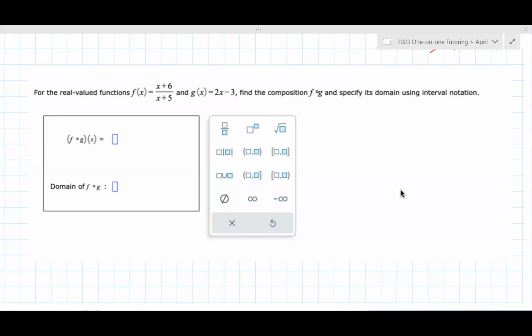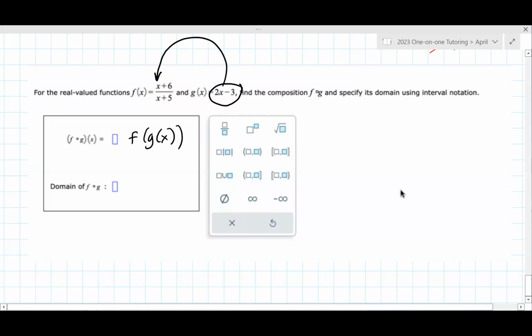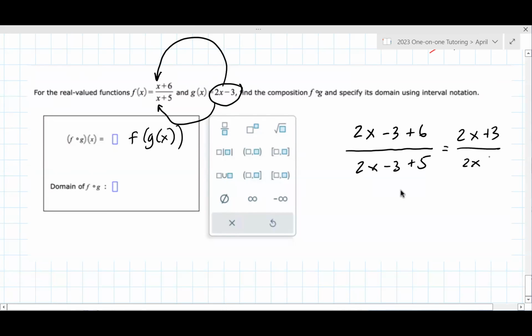All right, for the real valued functions f of x, g of x, find the composition. So f bubble g means f of g of x. You start with the inside one, and that goes in wherever you see an x. So there, and also there. So it's 2x minus 3 plus 6, 2x minus 3 plus 5, 2x plus 3, 2x plus 2. That's your function. Oh, okay, that's pretty simple.